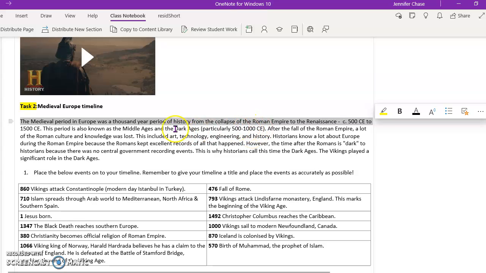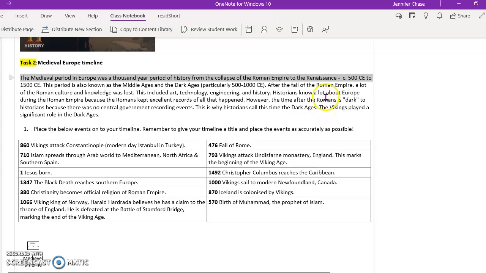The reason why it's called the Dark Ages is that after the fall of the Roman Empire, a lot of the Roman culture and the Roman knowledge was lost. This included the art, the technology, engineering, and the history of it. Historians know a lot about Europe during the Roman Empire because the Romans kept really good records of everything that happened. However, after the Romans, it goes dark. People stop writing for many, many reasons, and we just don't know as much about this period. And there's no central government recording events. This is why historians call this time the Dark Ages.